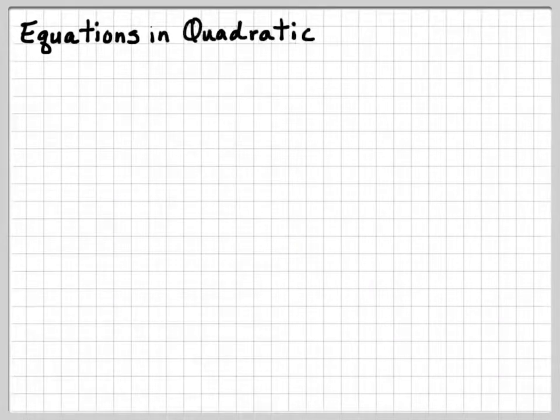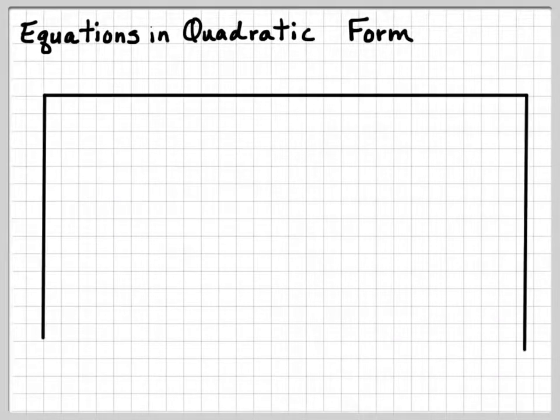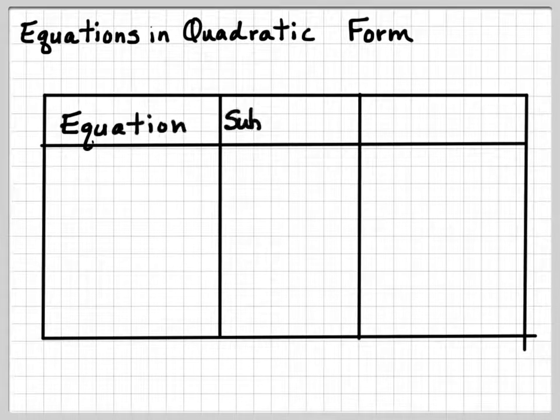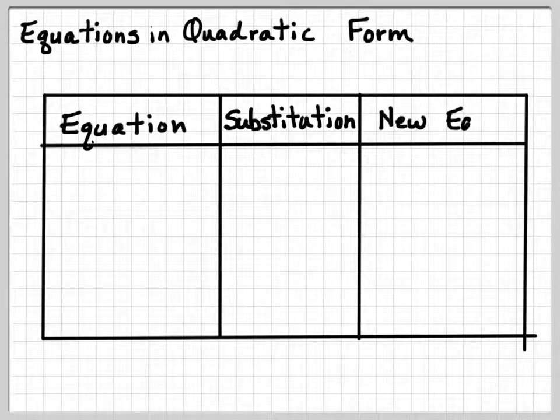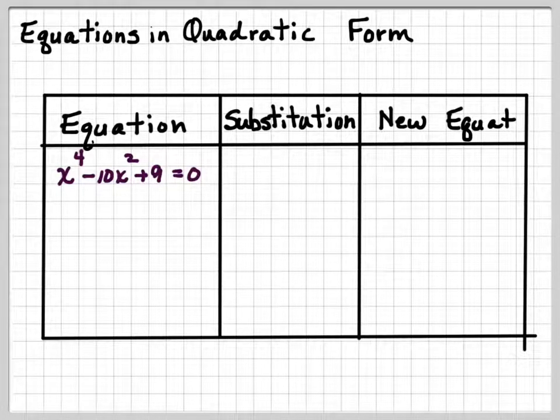Okay, equations in quadratic form. I'm going to do a little chart here: the equation, the substitution, and the new equation. So if I have an equation like this, x to the 4th minus 10x squared plus 9, I want an easier way to be able to factor that.